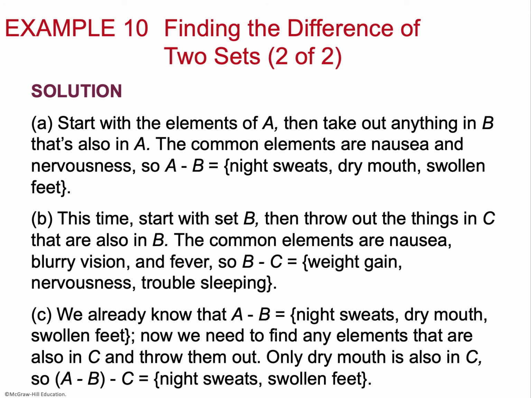To do B minus C, I go to set B, and I take anything out of it that's in set C. And then finally, in part C, I'm going to take the set A. I'm going to take anything out of it that's in B. I'm going to take that answer and then take out anything that lies in C.